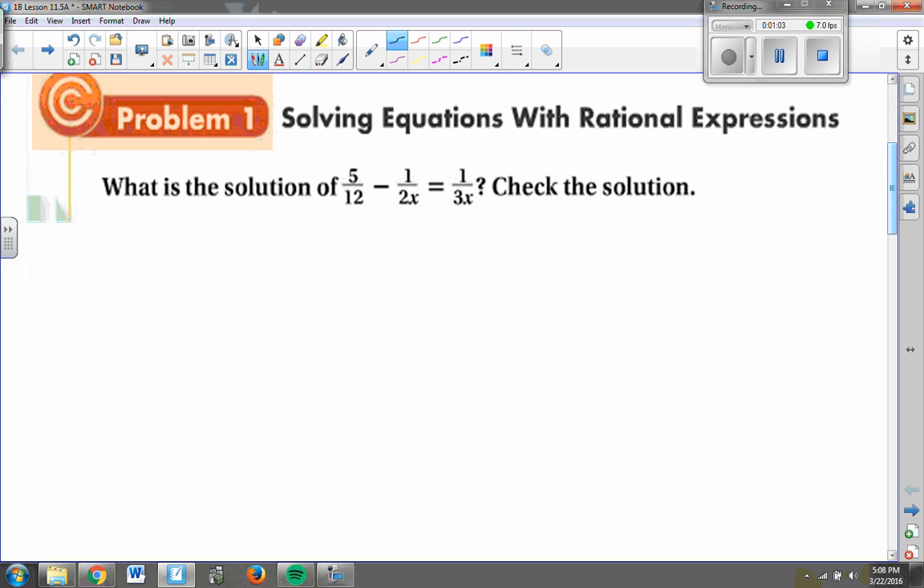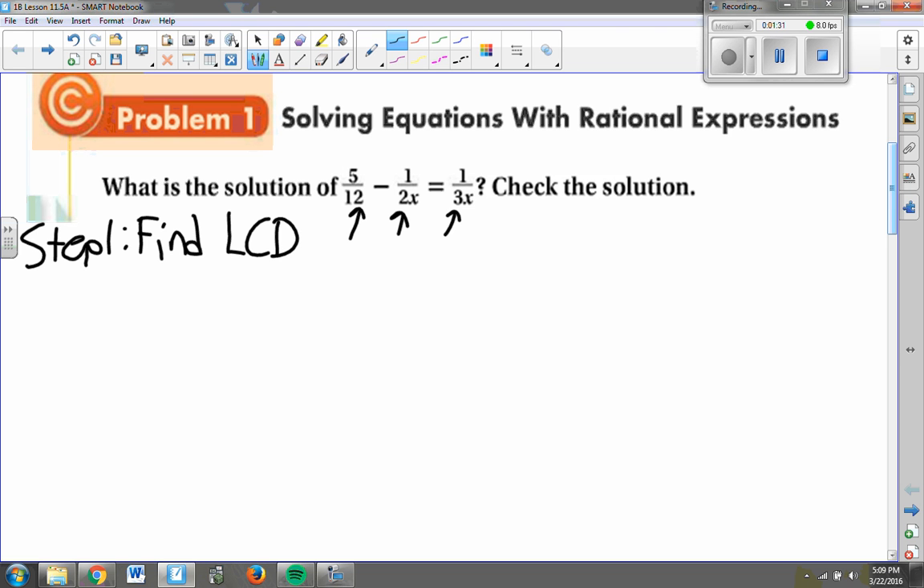When I'm asked to find the solution of 5 over 12 minus 1 over 2x equals 1 over 3x, my first step is find the least common denominator. Well, I know that 2 and 3 can easily be multiplied to get 12. If I times this by 6 and I times this by 4, I can easily multiply a 4 onto the 12 to get an x. So my least common denominator here, if I bring these all together, is a 12x. I can turn all of those denominators very easily into 12x.